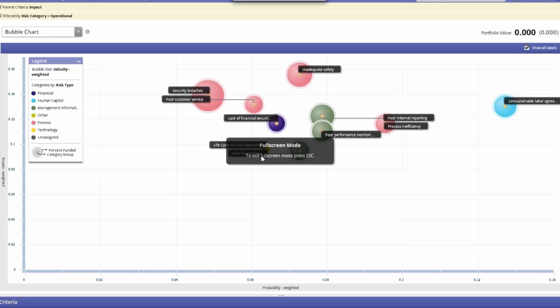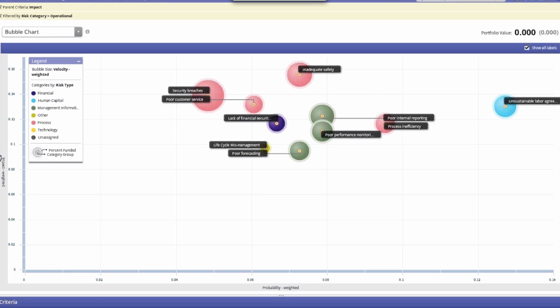I'm now viewing the operational category of risks from this perspective, similar to a heat map where my x-axis represents the probability of the risk occurring and the y-axis represents the impact. I've also tagged this grouping of risk by risk type, as you can see in the legend. Finally, I've selected the size of the bubbles as velocity. So the bigger the bubble, the less time I have to react.